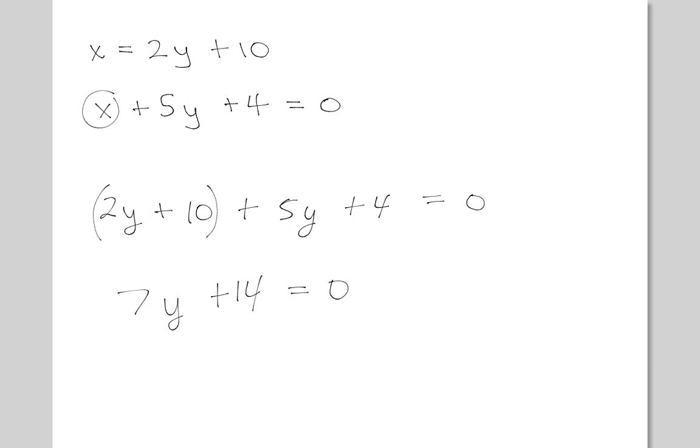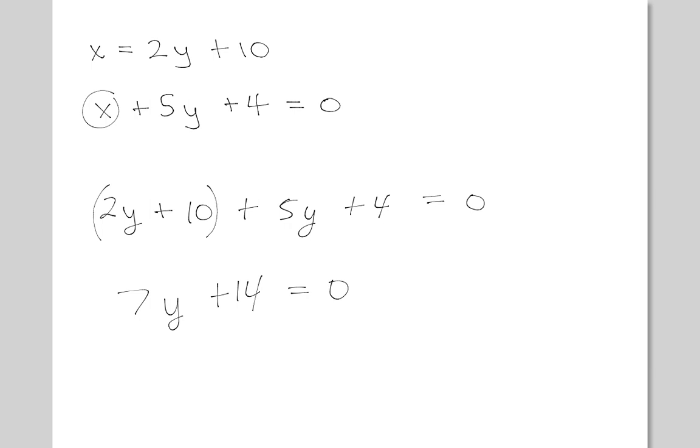And I just want you to think about this equation. You have to go something plus 14 is 0. What does this something have to be? This has to be negative 14, plus 14 to get 0. So what does y have to be to make this negative 14?